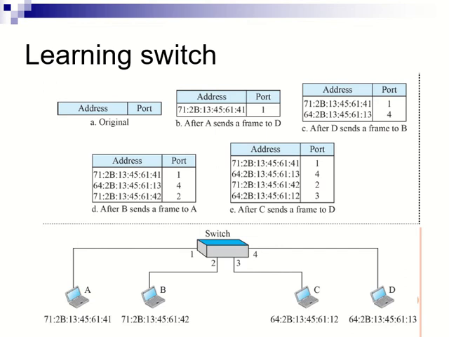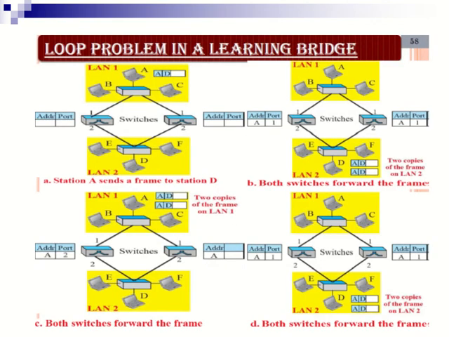Now let's move on to the third one. As I said, the transparent bridges should avoid the looping problem. These transparent bridges work fine as long as there is no redundant switch in the system, that is, not more than one switch connecting the two networks. However, system administrators like to add redundant switches to make sure that the system is more reliable.